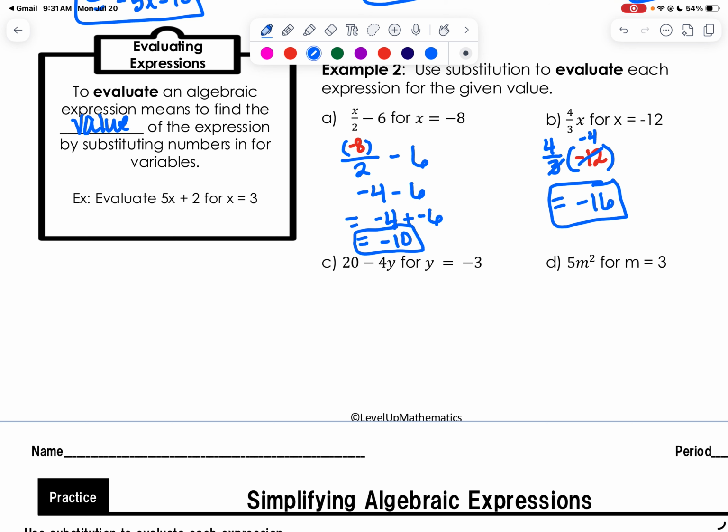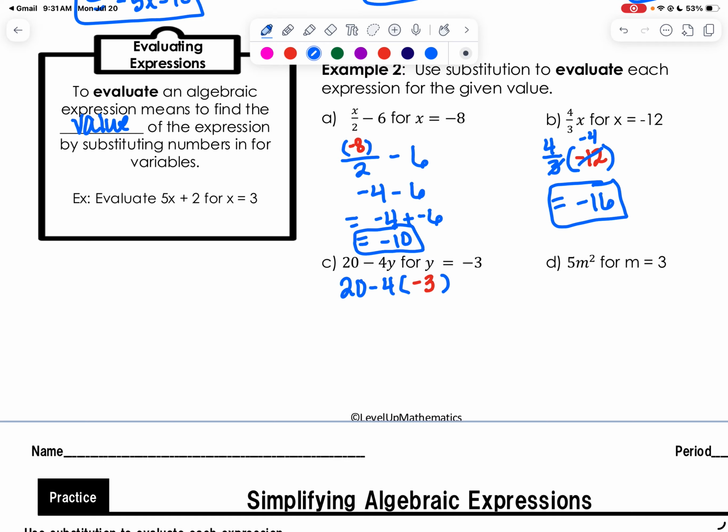All right, problem C. We have 20 minus 4y for y equals negative 3. So write the expression and replace the variable with the parenthesis. Now plug in the number they gave you. Now be very careful on this problem because we have to follow the order of operations carefully or it would be very easy to make a mistake.